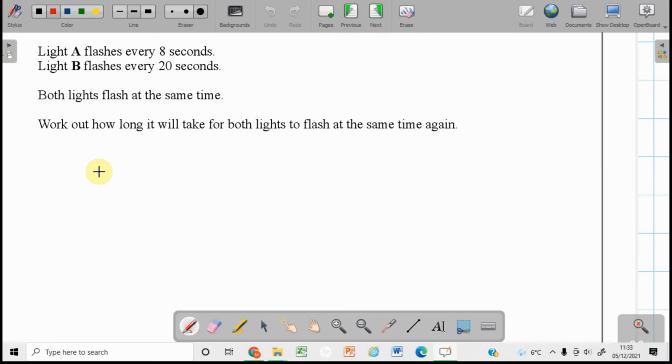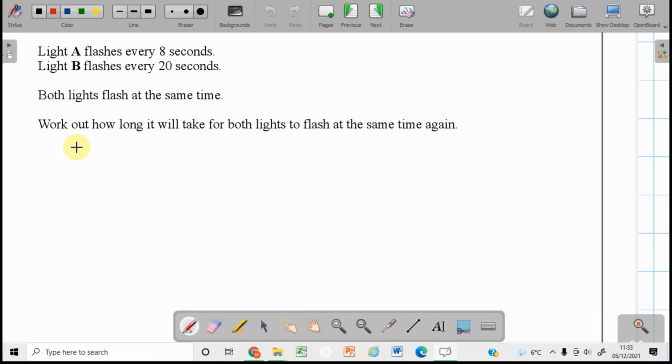Hi everyone, I'm gonna go over two different kinds of questions using multiples and factors. This question states that light A flashes every 8 seconds and light B flashes every 20 seconds. Both lights flash at the same time. Work out how long it will take for both lights to flash at the same time again.